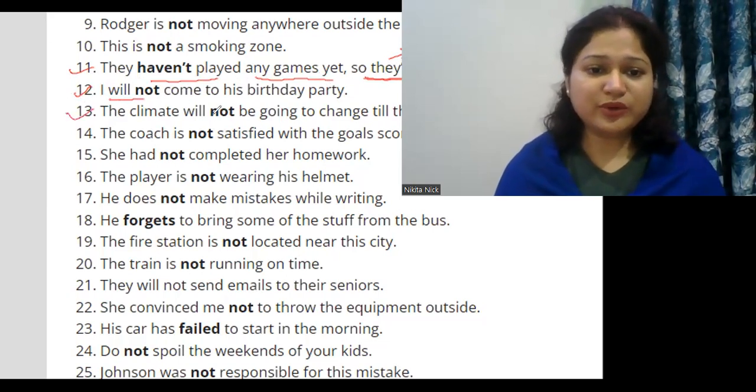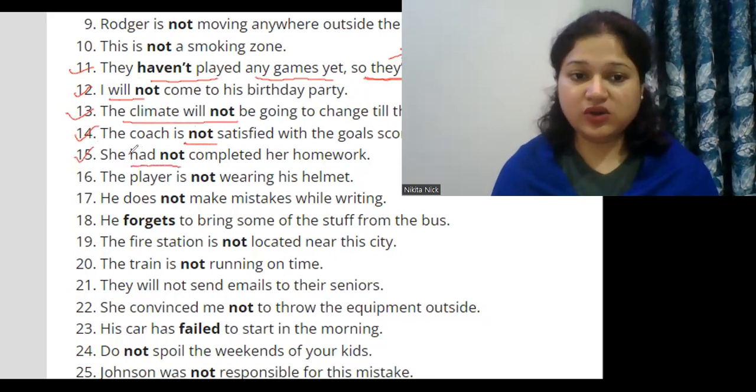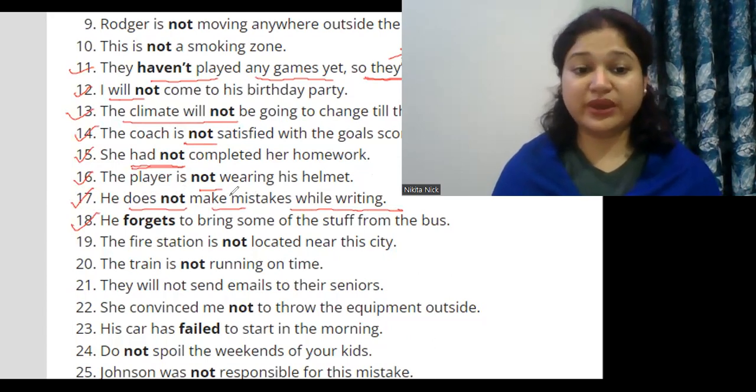Number 13, the climate will not be going to change till the morning. The coach is not satisfied with the goals scored in the match. Number 15, she had not completed her homework. Number 16, the player is not wearing his helmet. Number 17, he does not make mistakes while writing. But instead of saying does not, we could say in a positive sentence, he makes mistakes while writing, but he does not make mistakes while writing in the negative statement.